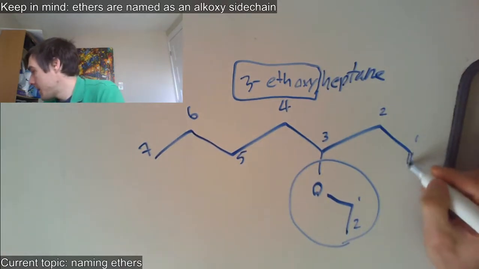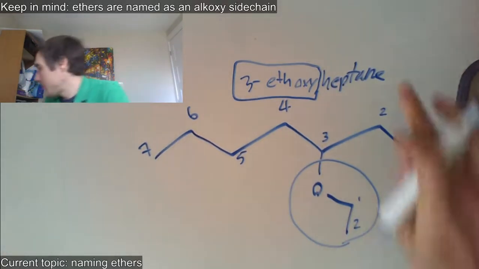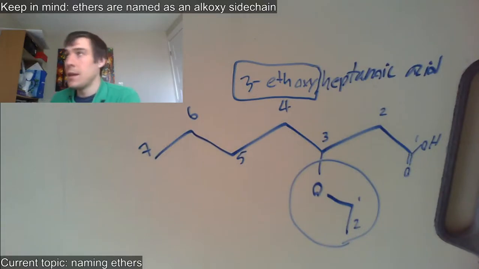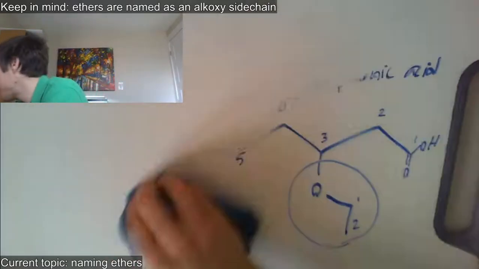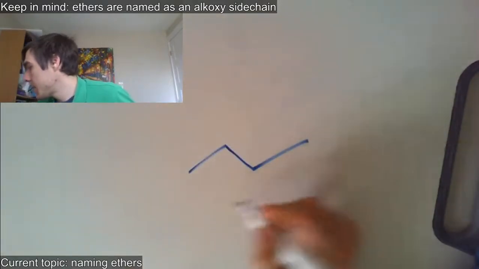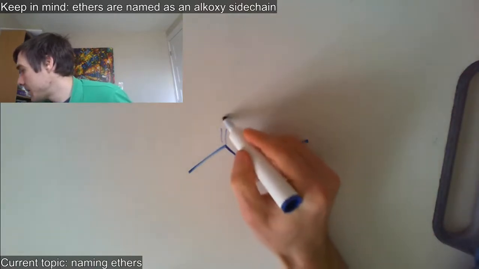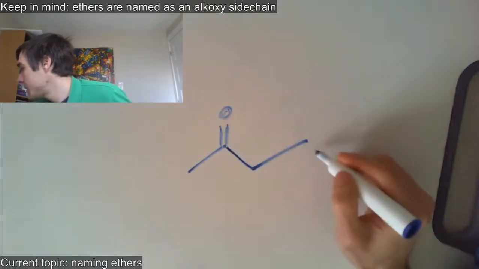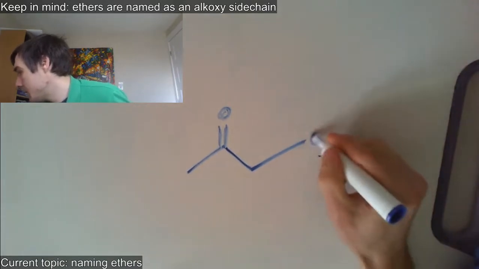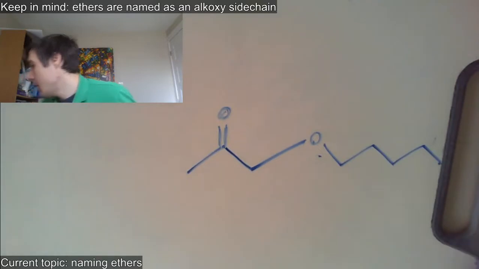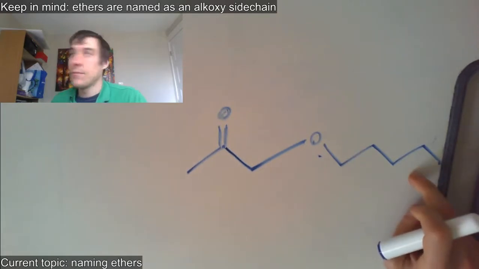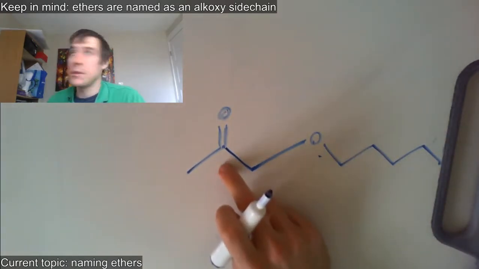Let's pretend we had a carboxylic acid on here. That would be 3-ethoxyheptanoic acid. Stuff like that. You can get into some really interesting ones like this, and remember that priority is still priority. So let's try a slightly more complicated one. I'm going to draw something like this, and then we'll do an oxygen here. This is an interesting one because we have more carbons on this side, but over here we have a higher priority group, this ketone.